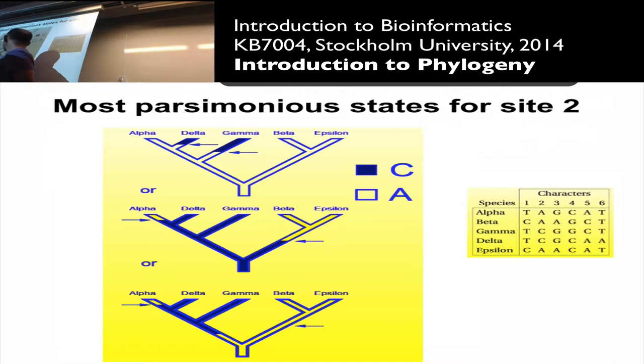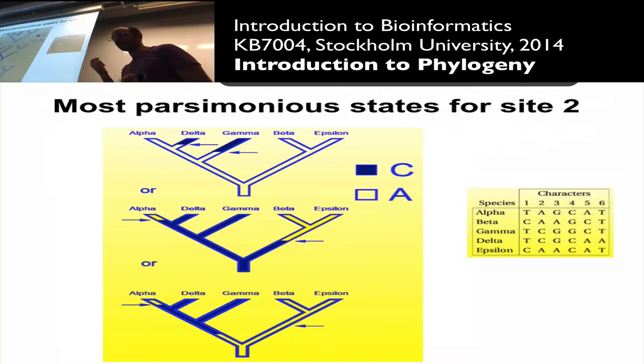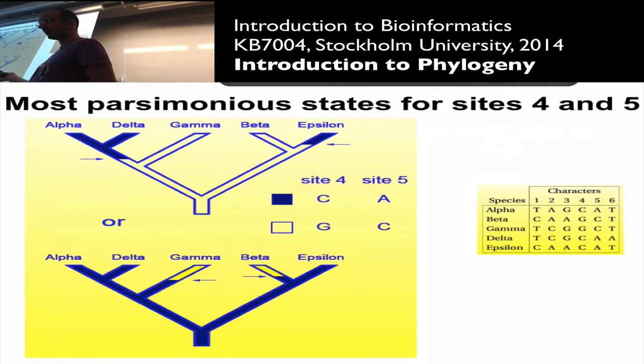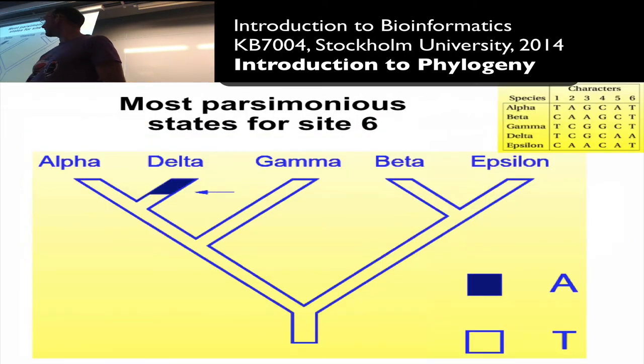Or you can have two changes here, or you could have one change here and one change there. All have two changes, and a mutation can happen twice. Then if you go on to site three, you can explain it by one mutation here or one mutation there. And for sites four and five, you can have changes here, here, or there, there. They're the same pattern. And at site six, you need only one mutation here. So at site six, you can be quite certain that there is a T in the root.